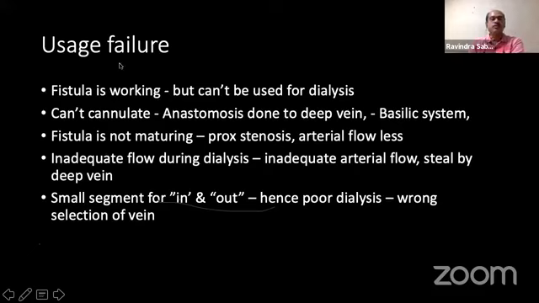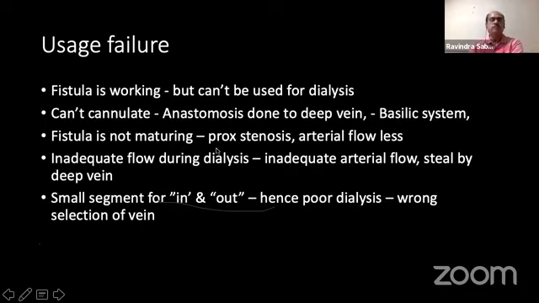Sometimes there are reasons for usage failure. What do you mean by usage failure? The fistula is working properly, but during dialysis, they are not able to use that fistula. So even if you have done an excellent job, from the dialysis point of view, from the nephrologist's point of view, it is a failure. So what are those failures? The fistula is working, but it can't be used for dialysis. That is because you have done the anastomosis with the deep vein, the basilic system. We have seen so many patients coming to us where there is a good thrill, but it is of no use because it was done by brachiobasilic anastomosis. Fistula is not maturing.